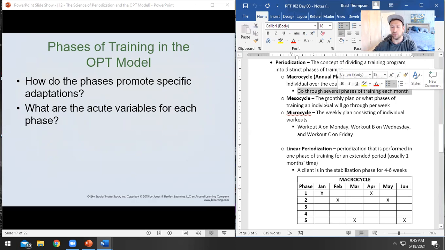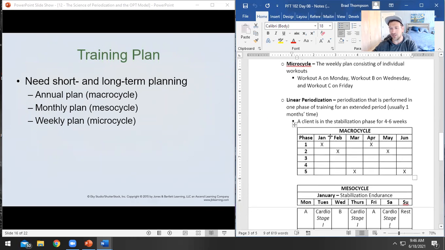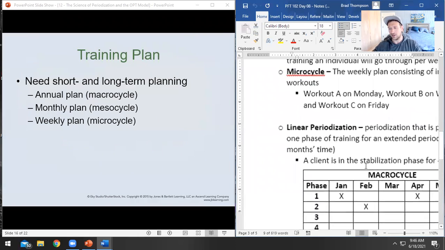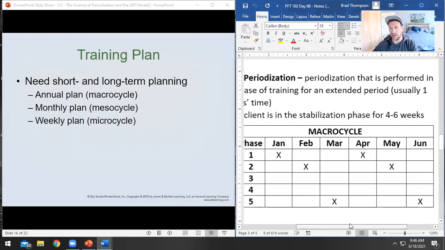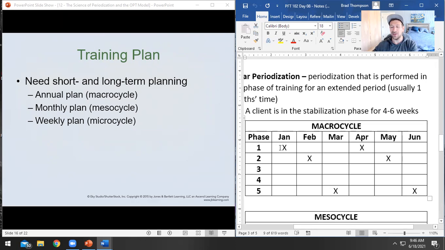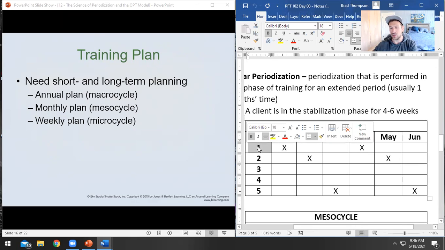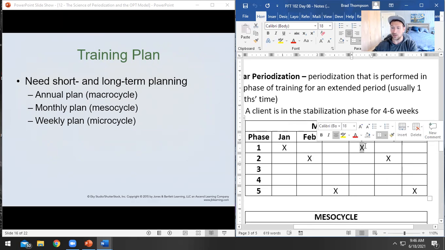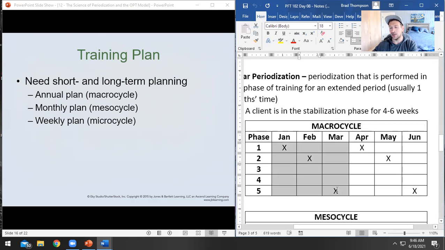So you're going to go through several different phases as you're training through that year, right? You can see, here's an example of my macro cycle for a client. I just did a 6-month version because I can't get a full year to fit on the page. But you can see we start our client in stabilization in the month of January. We move them into strength endurance for the month of February, and we move them into power for the month of March. In April, we're going to recover from power by doing stabilization. We're going to go back into strength endurance, and we're going to go back into power. So we're just going to repeat, going from phase 1 into phase 2 into phase 5.